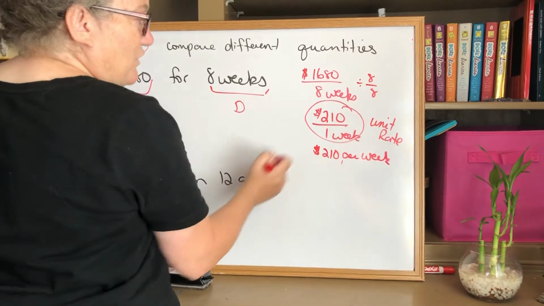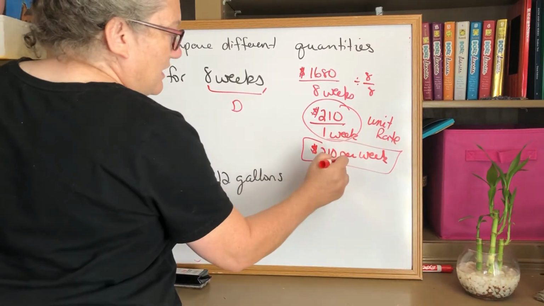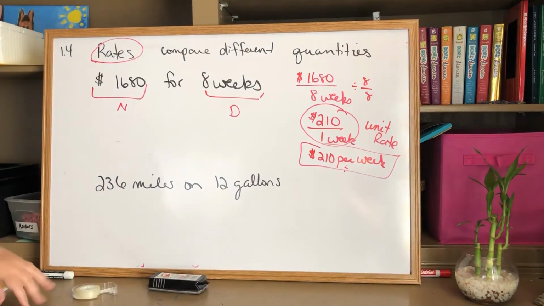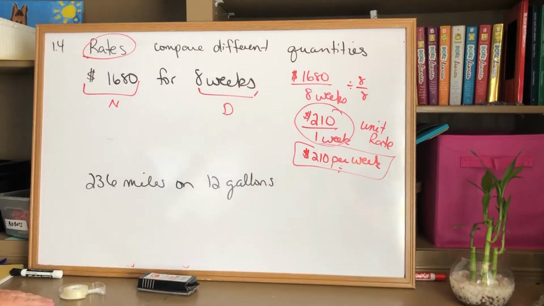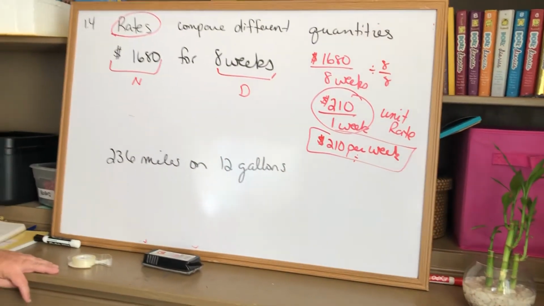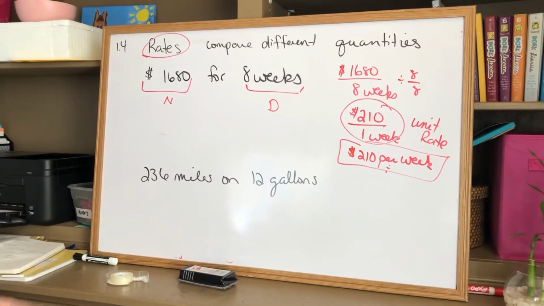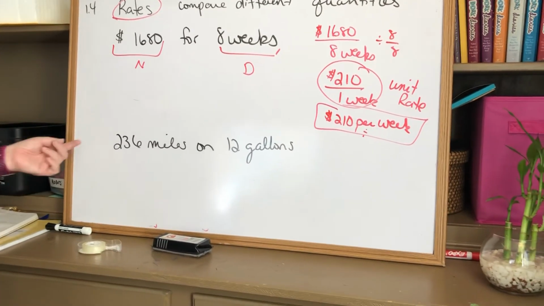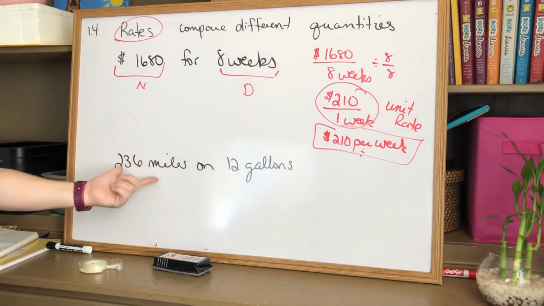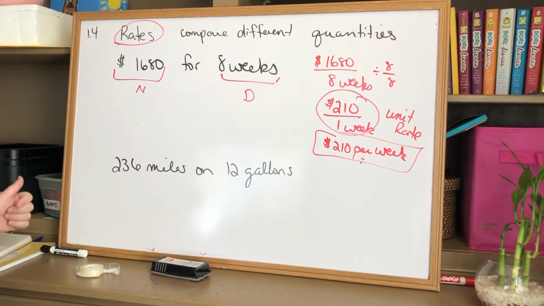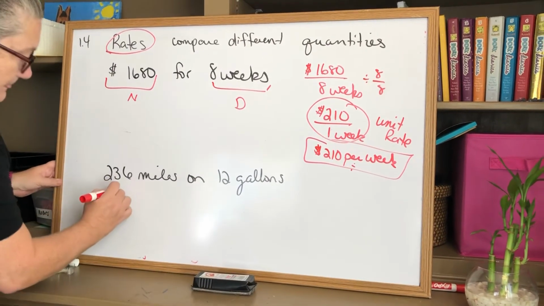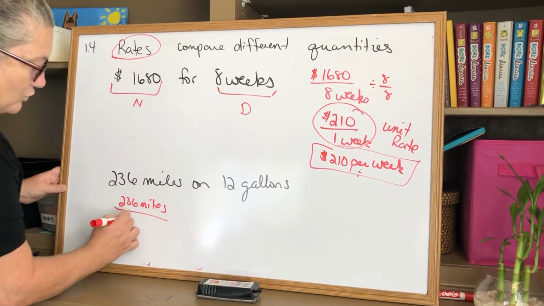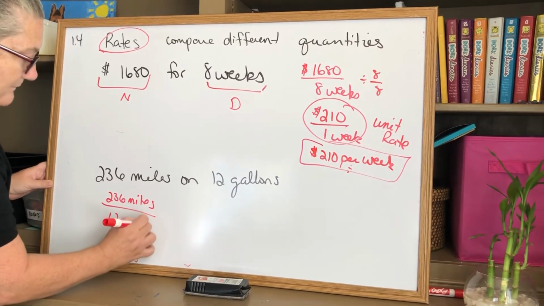So we can either write it as a fraction or we can write it with this per. By the way, the word per means to divide, so you're taking $210 and you're dividing it by each week. So the next one, we're talking about 236 miles on 12 gallons of gas or fuel, and we want to write a rate. A rate is comparing these miles to these gallons, so we would write it as a fraction, 236 miles over 12 gallons.